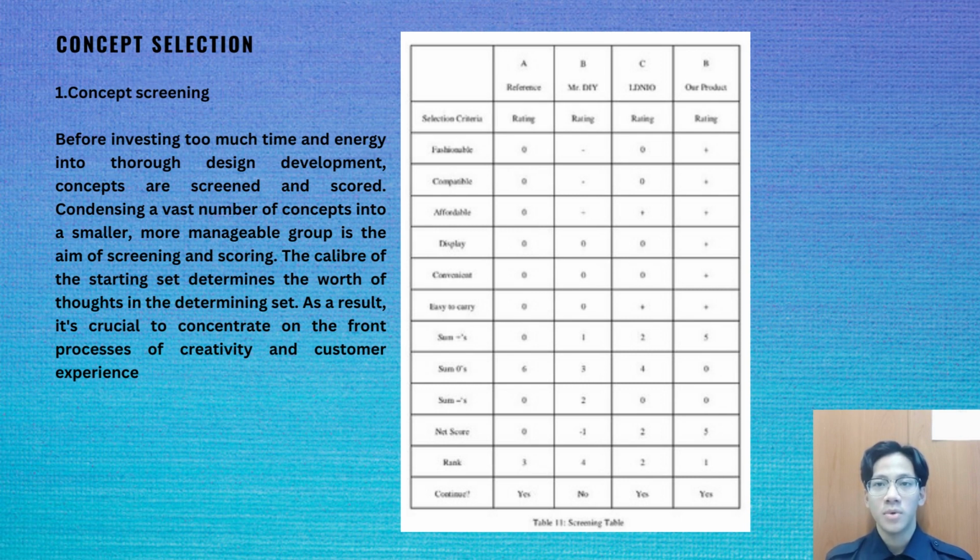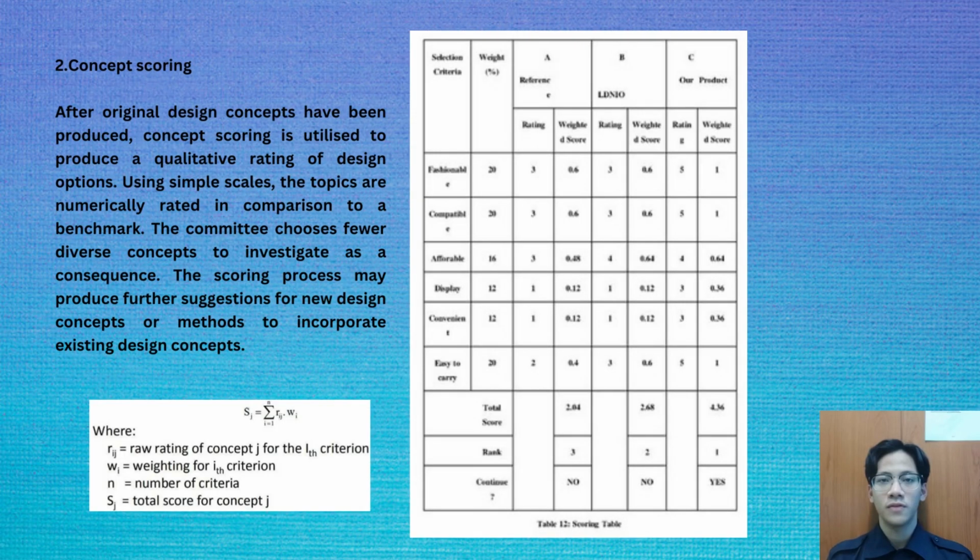At this point, the team can usually identify one or two characteristics that appear to distinguish the concepts. After the concept screening finished, the decision was made to take 3 of the 4 design concepts into the concept scoring process, which are considered better than the reference. Mr. DIY was not considered due to the durability being lower than the reference.